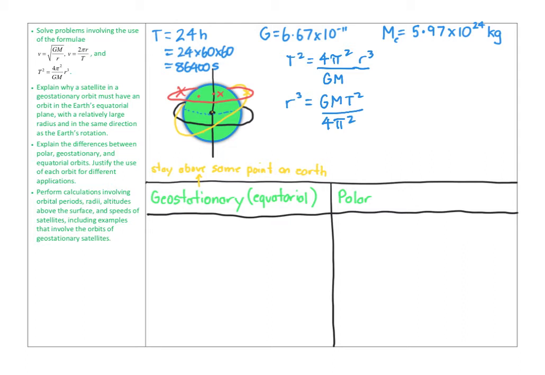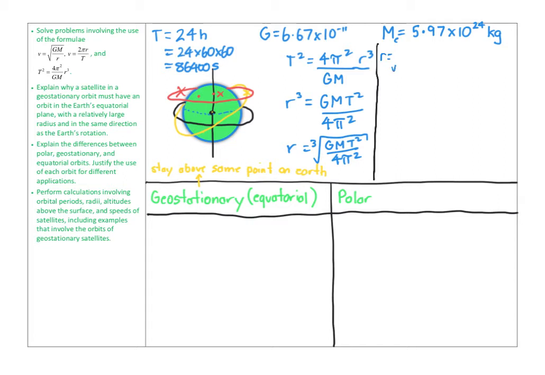Hopefully you're comfortable with the algebra there. I've shown enough algebra already in this video. So that the radius is equal to the cube root of GMT squared over 4 pi squared. And we'll continue in this column here, and I'm going to need to write small to fit it all in.